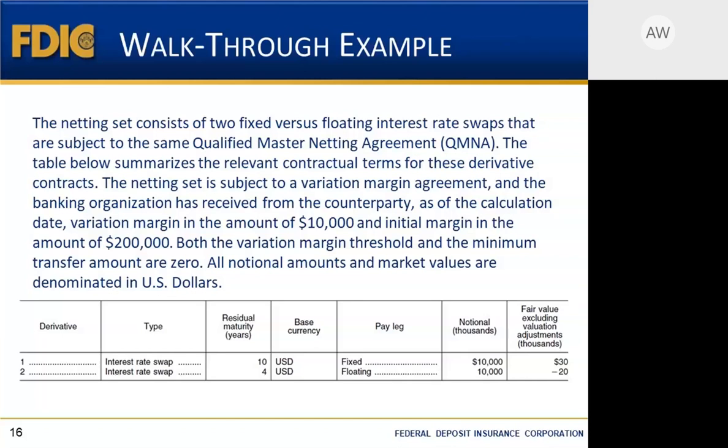The netting set is subject to a variation margin agreement, and remember, it matters for us whether there is variation margin or not, so in this case we assume that it is. And the banking organization has received from the counterparty, as of the calculation day, variation margin in the amount of $10,000 and initial margin in the amount of $200,000. And both the variation margin threshold and the minimum transfer amount are 0, so we will just assume that they don't exist. That will slightly simplify our calculations.